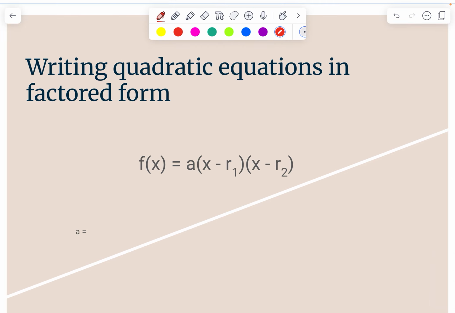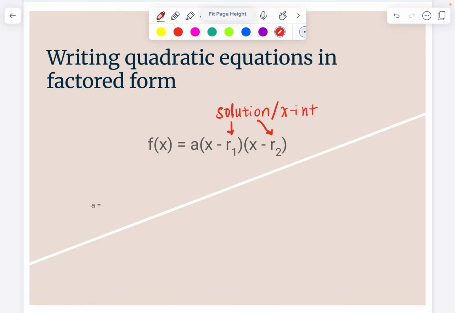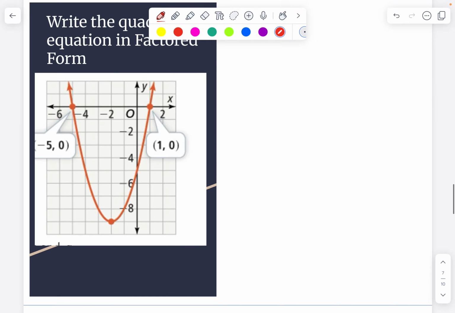All right, the second part of today is writing quadratic equations in factored form from looking at the graph. Factored form, recall, is a times x minus r1 times x minus r2. R1 is just the root or the solution, x-intercept, and so is R2.